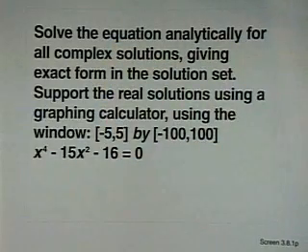What we want to do is solve the equation given analytically for all complex solutions, giving exact form in the solution set. Then we'll support our answers, only our real solutions, using a graphing calculator on the given window. The equation we start with is x to the fourth minus 15x squared minus 16 equals 0.